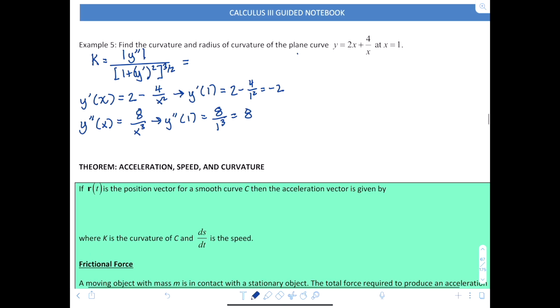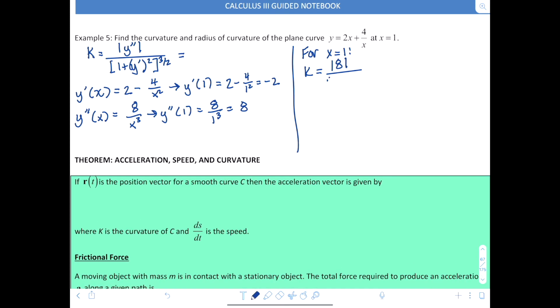So for x equal to 1, our k will be the absolute value of 8 divided by (1 plus -2 squared) raised to the 3/2. So k will be, absolute value of 8 is 8, and then we'll get over 5 to the 3/2. And that's our curvature when x is 1.